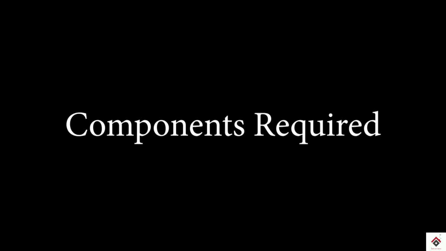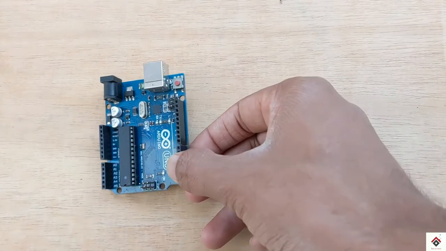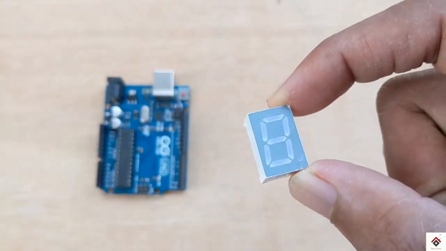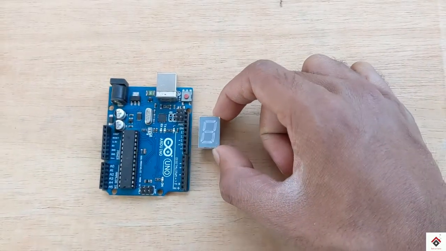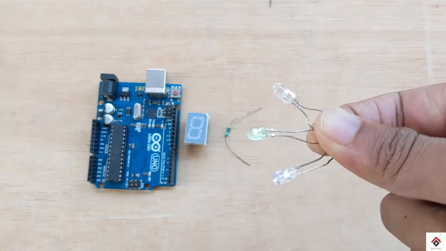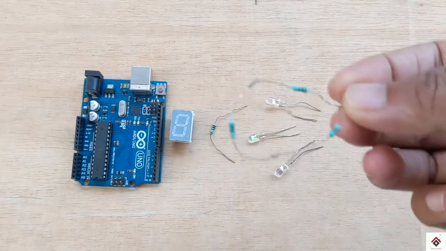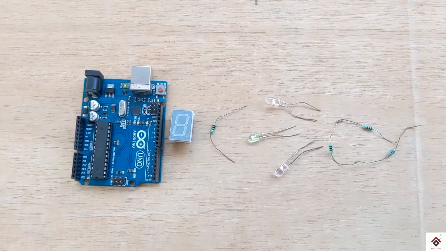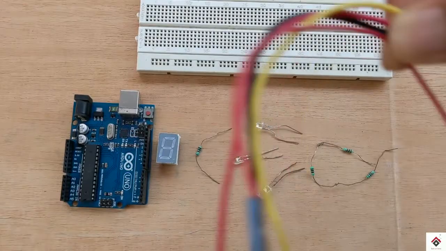For making this project, you need an Arduino board, 7 segment display, 1 330 ohms resistor, 3 LEDs, 3 10 kilo ohms resistors, breadboard, and some jumper wires.